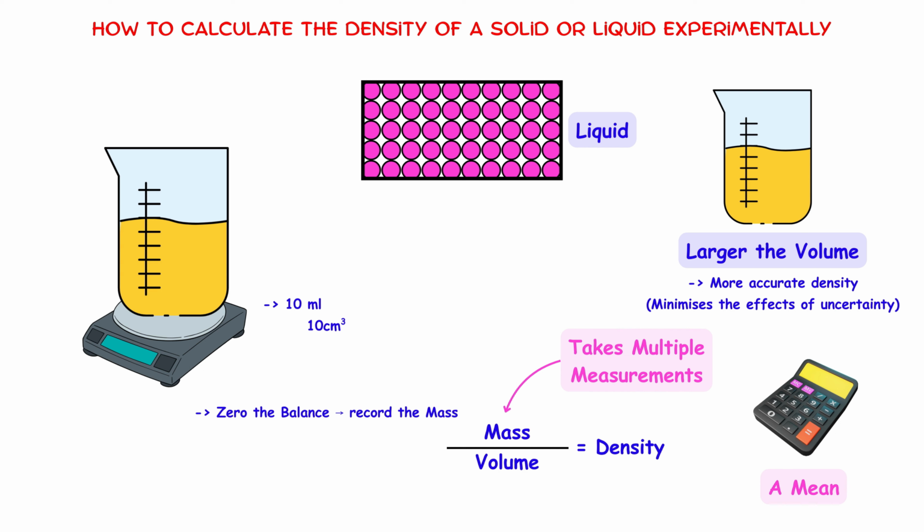Once you have both the mass and the volume of the liquid, divide the mass by the volume to find the density. In general, the larger the volume of liquid used in your measurement, the more accurate your result will be, because a larger volume reduces the effect of small errors in measurement. Additionally, you can take multiple readings to identify any anomalous results and calculate a mean value for better accuracy.